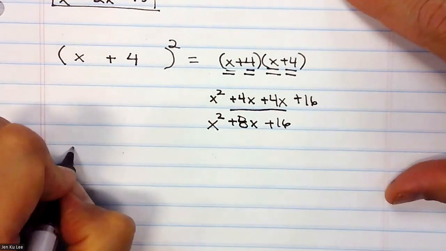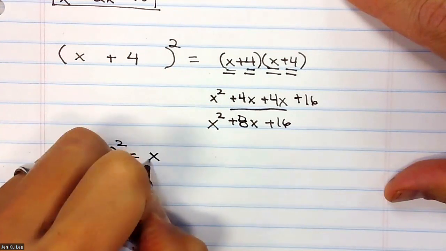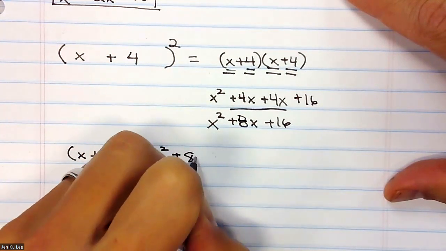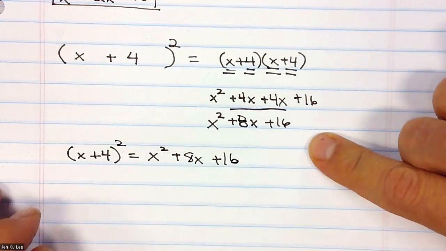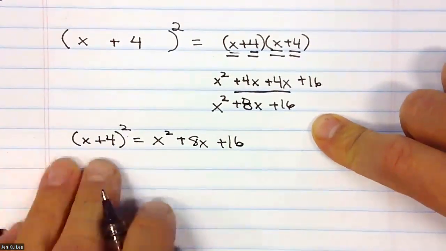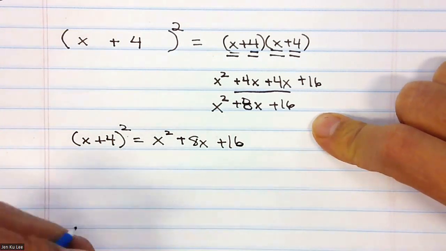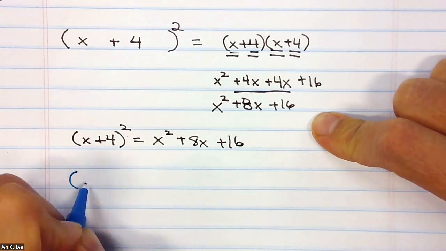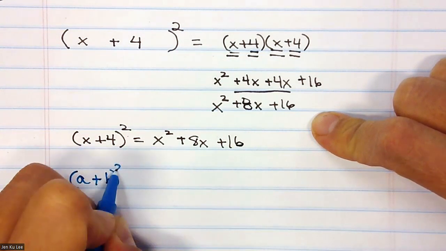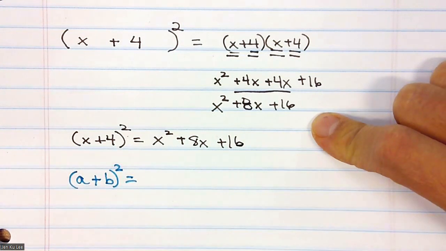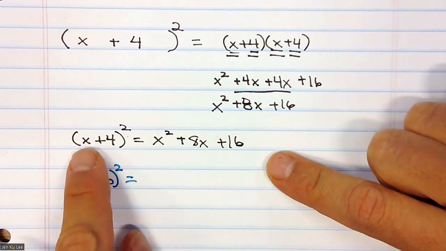Yeah. So here, x plus 4 quantity squared equals x squared plus 8x plus 16. Right? Okay, any questions on this so far? And what I want to derive is what if in generic form, instead of x, it's a, instead of 4, it's b, right? How does x squared relate to x plus 4?